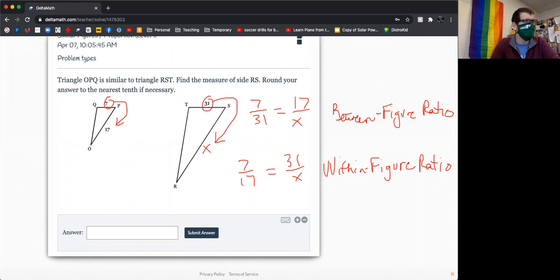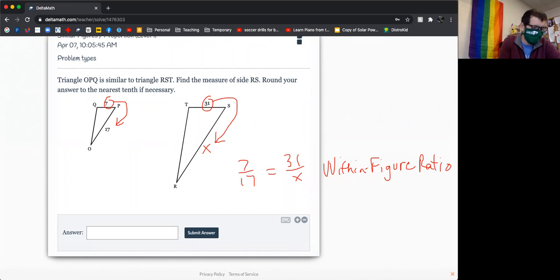And once we get into trigonometry, we don't need to worry about it anymore either. But I think it's worth it just also to get some practice with this. So now we can actually solve one of these. And because what we want to focus on with trigonometry is the within figure ratio, I'm going to get rid of this one. And again, within figure means both these numbers came from within the same figure.